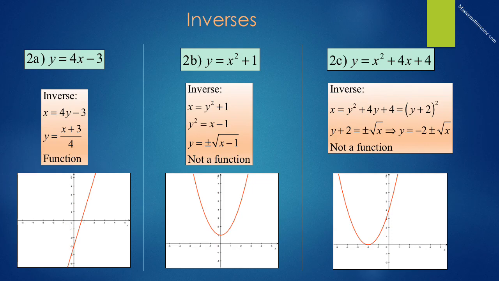In 2c, we have y equals x squared plus 4x plus 4. The inverse is x is equal to y squared plus 4y plus 4, and luckily we can factor that into (y plus 2) quantity squared. Therefore, y plus 2 is equal to plus or minus the square root of x, and therefore y is equal to negative 2 plus or minus the square root of x. Again, by looking at the original function, we see that it fails the horizontal line test, and therefore its inverse is not a function, unless we restrict the domain.